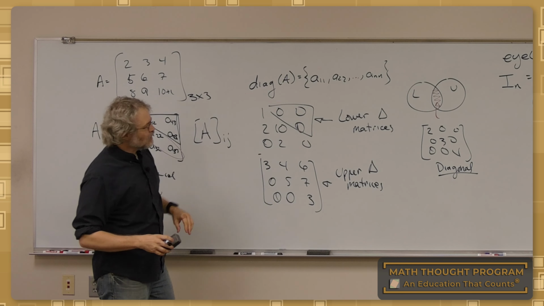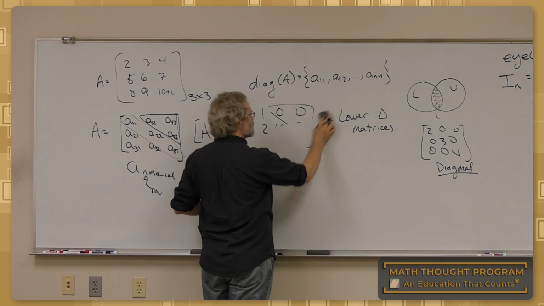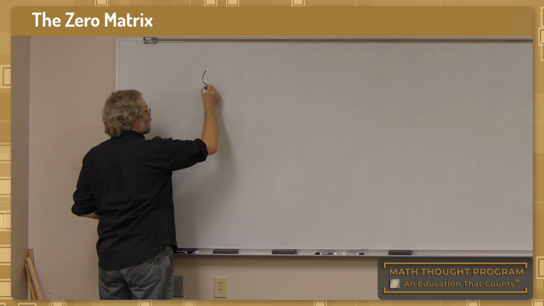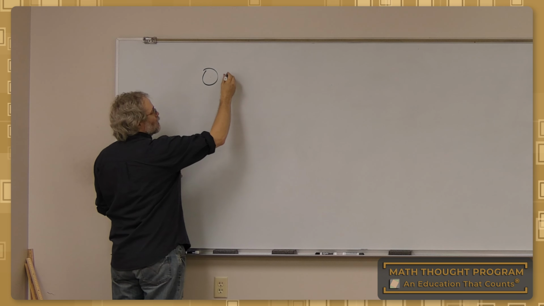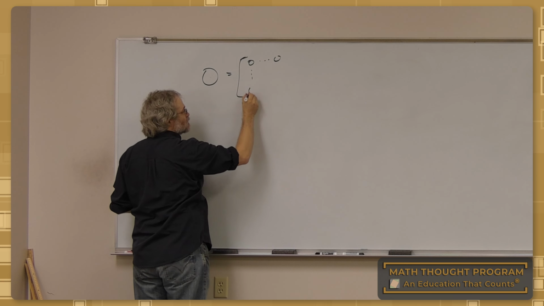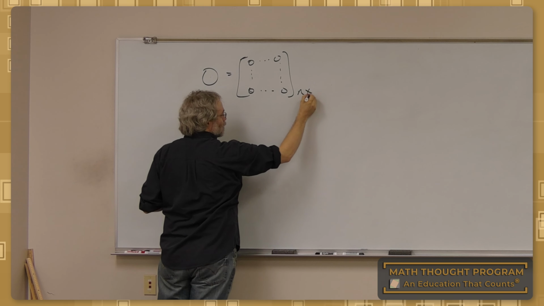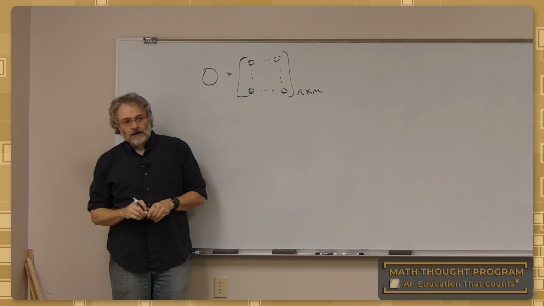Okay? But the identity matrix and the diagonal matrix are special matrices that we're going to run into. From time to time, we'll talk about the all zero matrix, the zero matrix, where every single entry within it is a zero. And this could be an n by m matrix. It doesn't have to just be a square matrix.